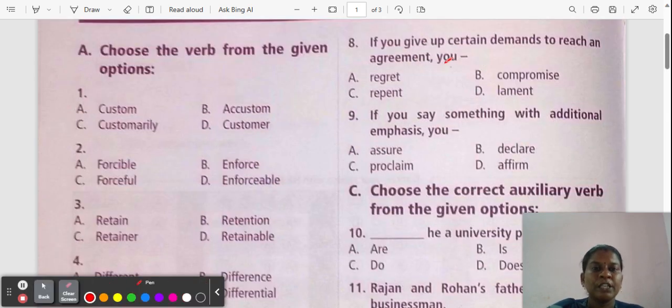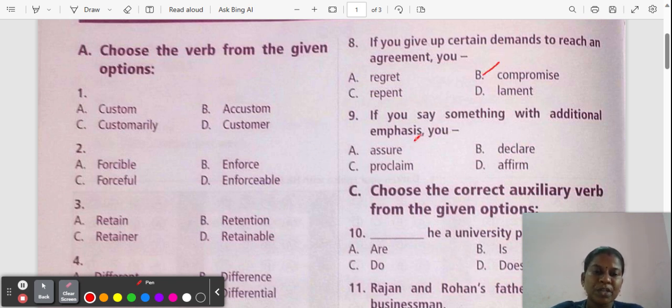Question number 8. If you give up certain demands to reach an agreement, you dash. Option A regret, option B compromise, option C repent, option D lament. Giving up means stopping trying to do something. So what do we have to do at that time? Option B, compromise, is the correct answer.